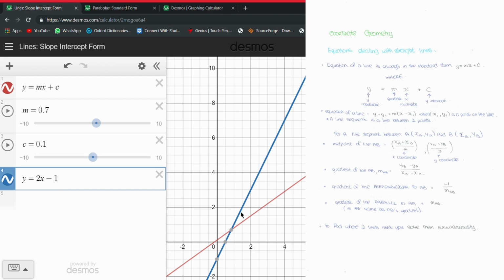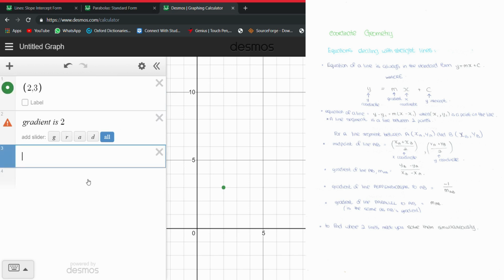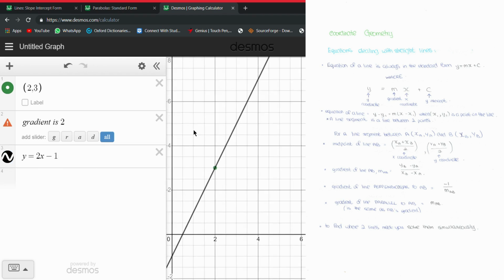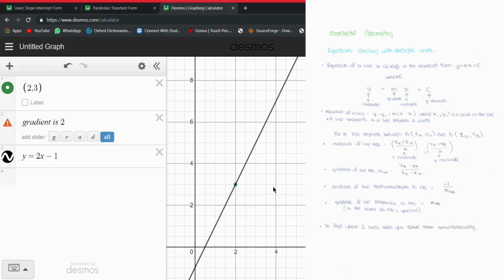Yeah. So that's your line. I should actually just put this over here. Y is equal to 2x minus 1. And you see, it passes through that one point, and it has the gradient we want. So that's how you use that equation.